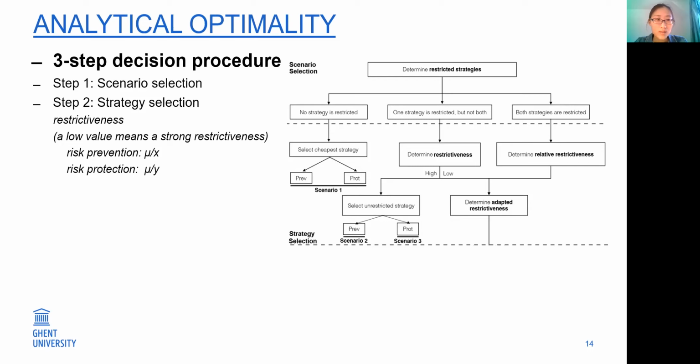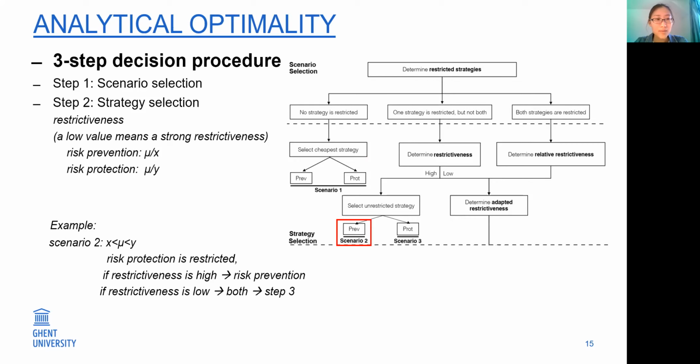Here, the restrictiveness captures the gap between the risk response requirement and the risk controllability, and a strong restrictiveness means a higher gap between the risk response requirement and the risk controllability, which implies that the restricted strategy can only lead to a small risk reduction, and thus, in this case, we will prefer to select the other strategy.